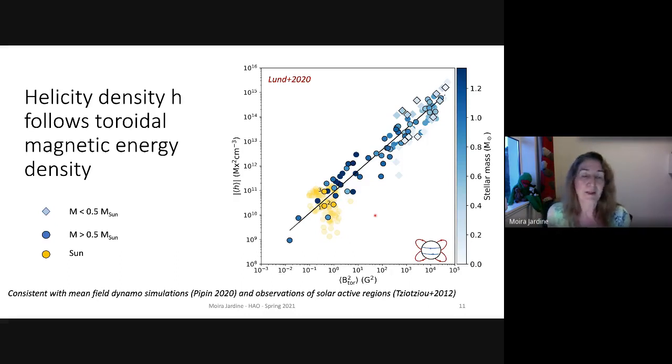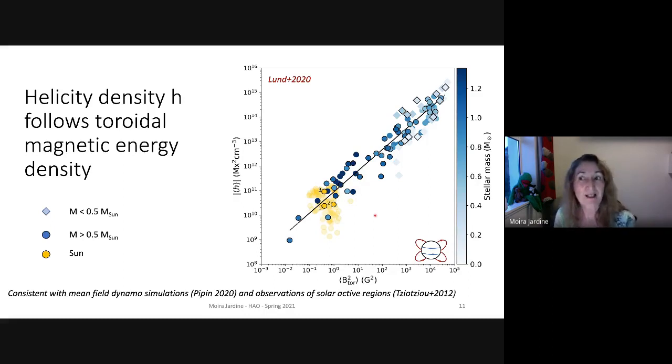Now, the one thing that comes out of this, and if you note it's over 8 orders of magnitude in energy, is a beautiful correlation that the helicity in a stellar magnetic field on the large scales that we can measure correlates beautifully with the energy in the toroidal field.